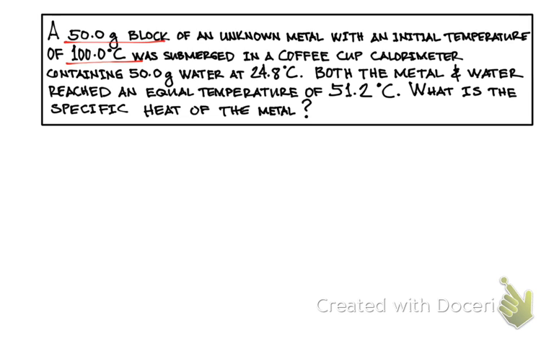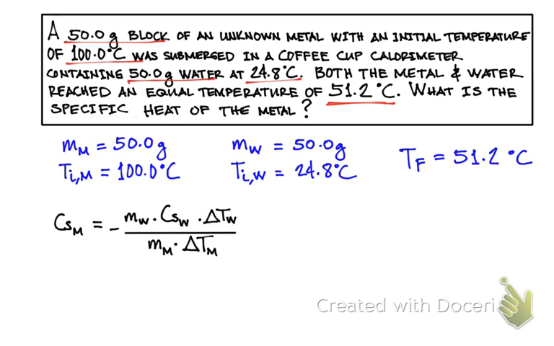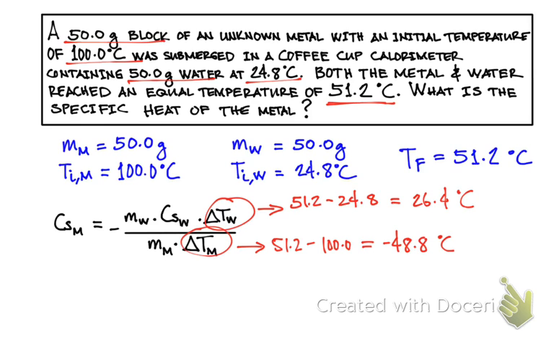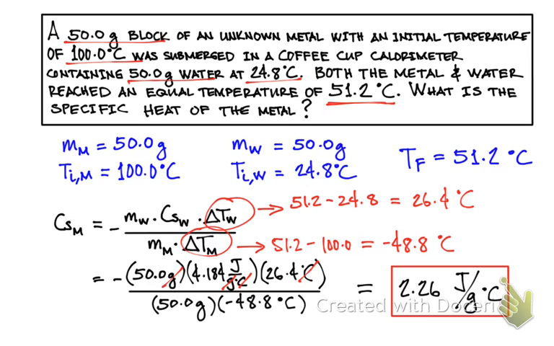Here we're given the mass of the metal and its initial temperature. We're also given the mass and initial temperature of the water. The final temperature reached 51.2 degrees Celsius. We can calculate the specific heat of the unknown metal using this equation. We can easily calculate the change in temperature for both the metal and the water as shown here. Plug in all the numbers, and we get 2.26 joules per gram degree Celsius.